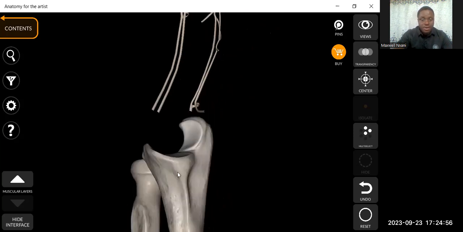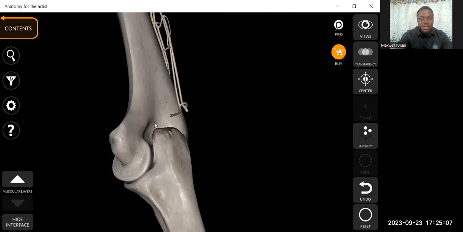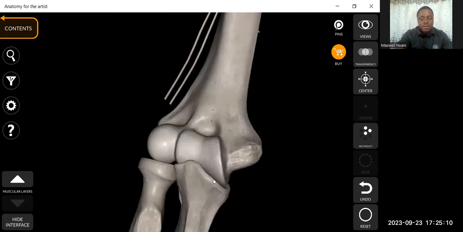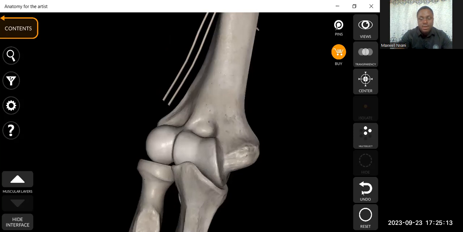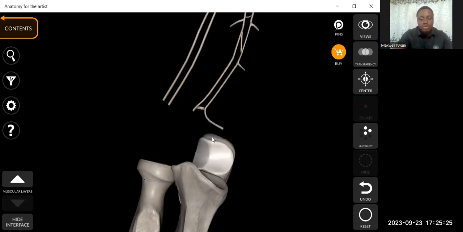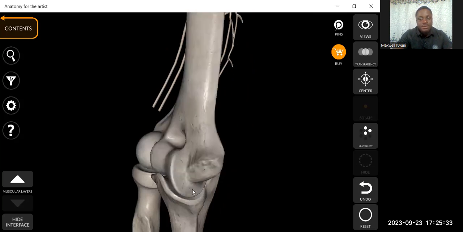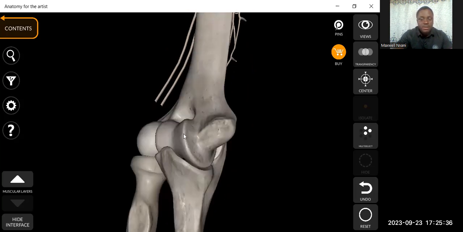This is the coronoid process, and this one that projects upward is called the olecranon process. You can see it goes to the olecranon fossa of the humerus. Now, between these two processes, we have the trochlear notch, where the trochlea of the humerus articulates. This is the trochlea of the humerus.